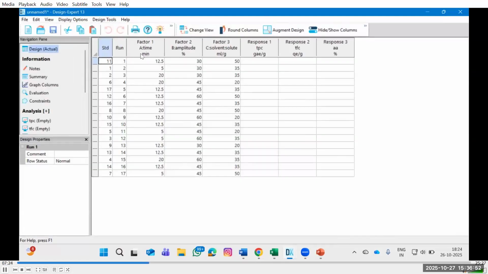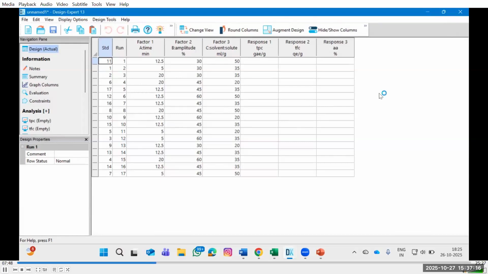Let's have a look at the table. This table has the 17 different combinations of independent variables, the time, amplitude, and solvent. And these are the 3 different response values. So this is the design of experiments which you will get from the Design-Expert software.